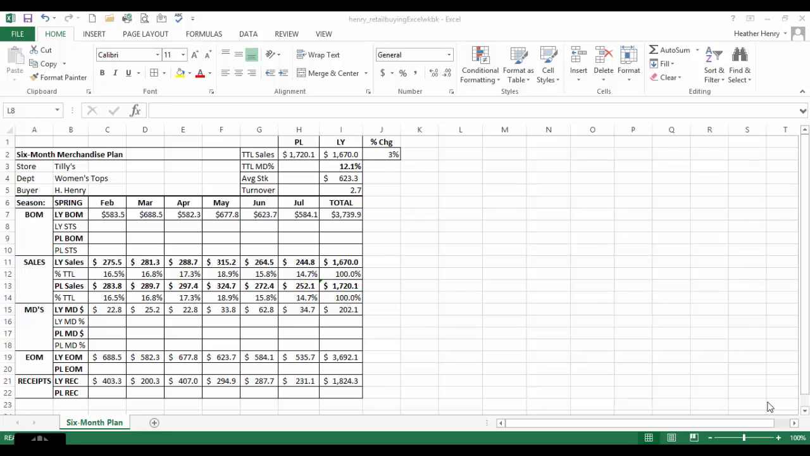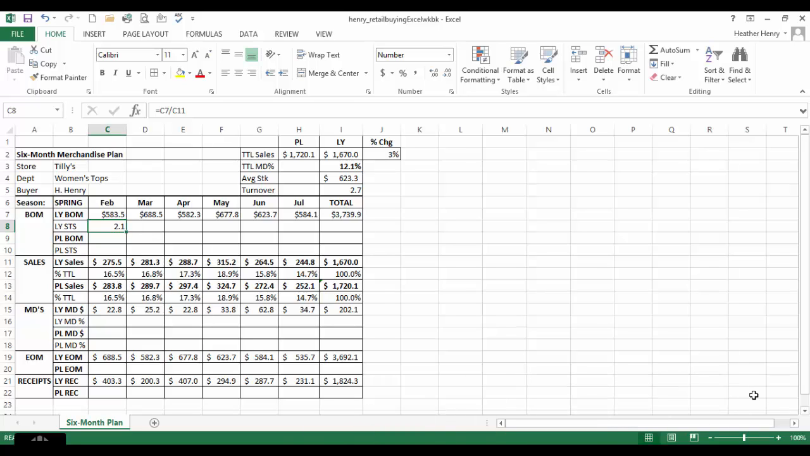To plan our inventory, we will be looking at the stock to sales relationship for last year and holding on to that same stock to sales relationship for our plan. So first off, let's calculate our last year stock to sales relationship. It's simply our on hand divided by our last year's sales, and we get a stock to sales relationship for February of 2.1.